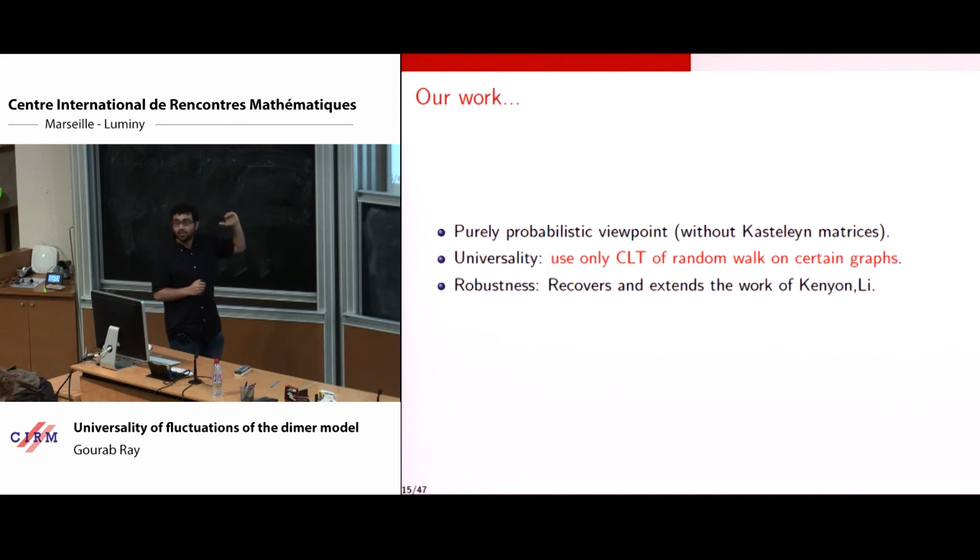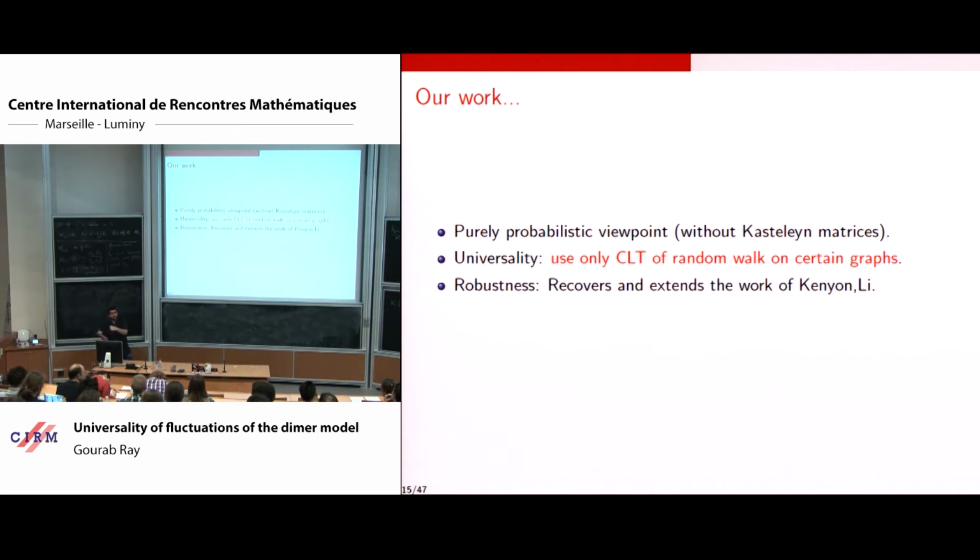So in this sense, this won't make sense at the moment, because I haven't told you how you connect this associated graph and the central limit theorem of random walk with the height function. I haven't told you anything, but in that sense, this is universal.